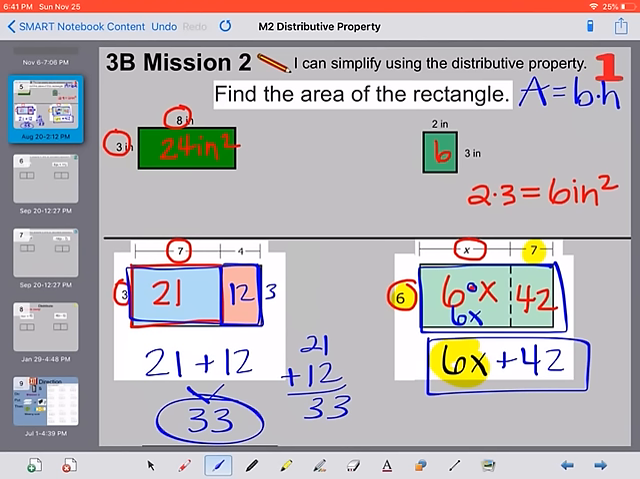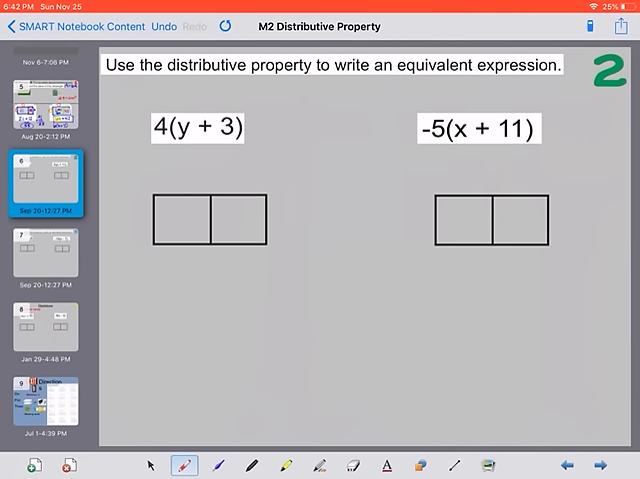This, what we just did, is really the distributive property. We multiplied 6 by x and by 7. So this is how we will often see it. We need to multiply 6 by x and by 7, and we know it's multiply because those two are touching. So let's take a look at that on the next page. It says use the distributive property to write an equivalent expression. So I'm multiplying this 4 by y and by 3.